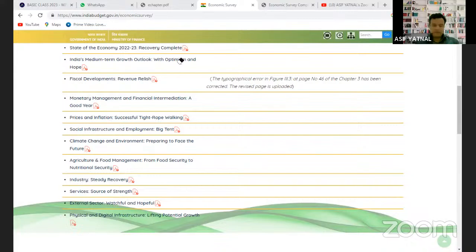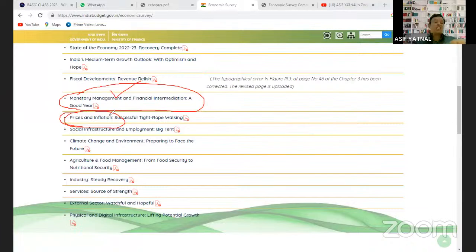Okay, so whatever it is, last financial year, what was the monetary management, whether the RBI increased the money supply or decreased it, and what was the impact of that monetary management on inflation. That's what you can come to know. The next topic is prices and inflation. How the government tried to contain prices and inflation last year is explained here.